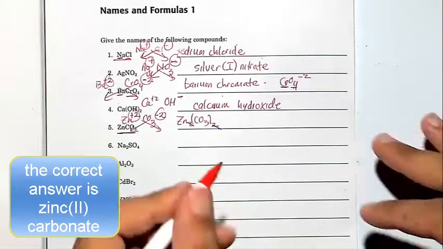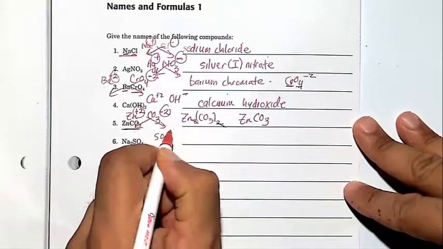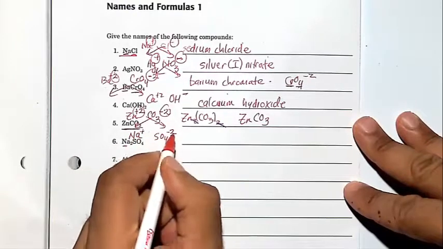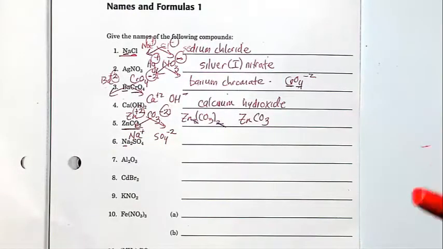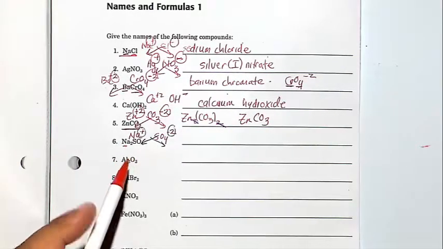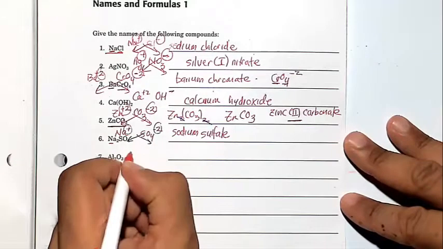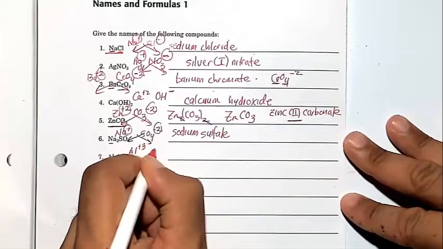So zinc carbonate. This one, sodium is a metal. This is the sulfate ion. Sodium likes to be +1. Sulfate likes to be -2. Let's do the switcheroo. Do with all ionic compounds. Formula is going to be Na2SO4. It's called sodium sulfate.